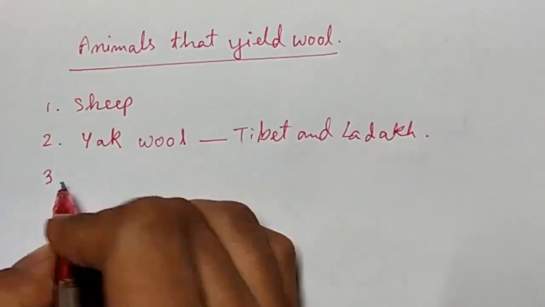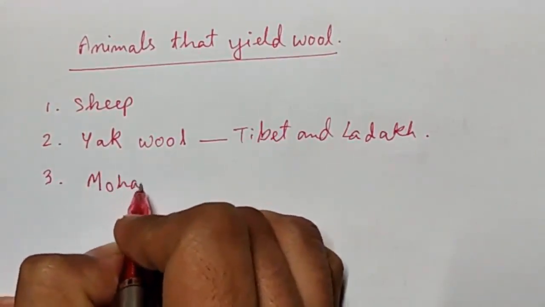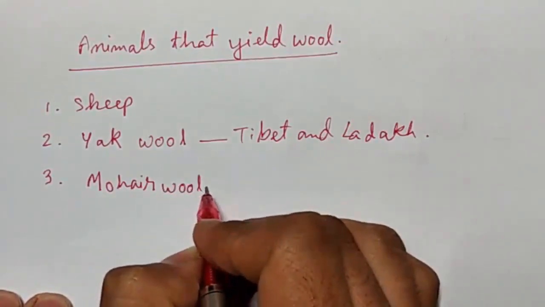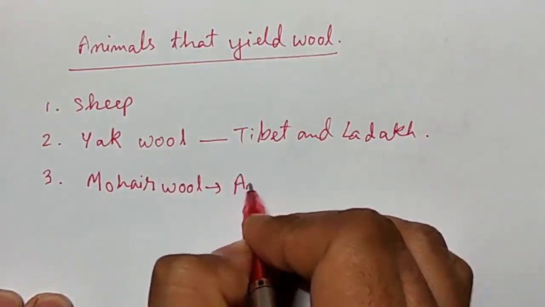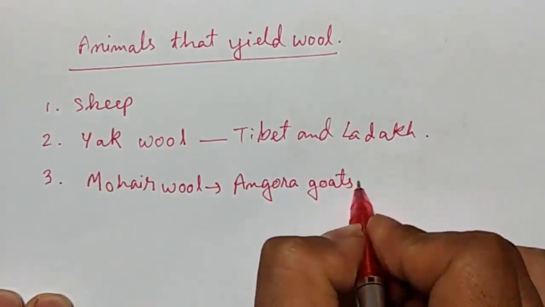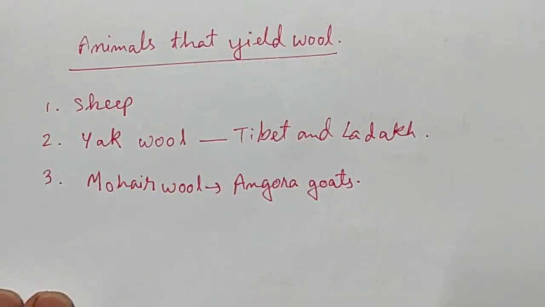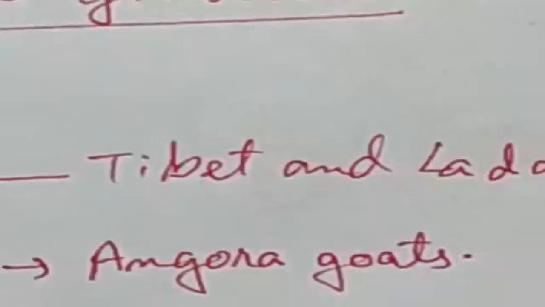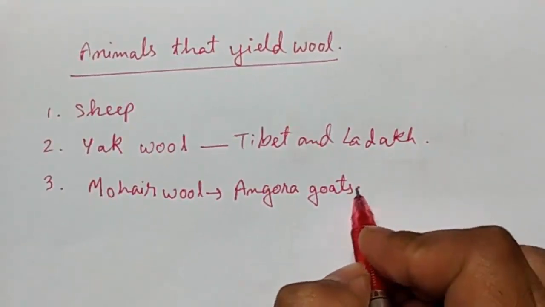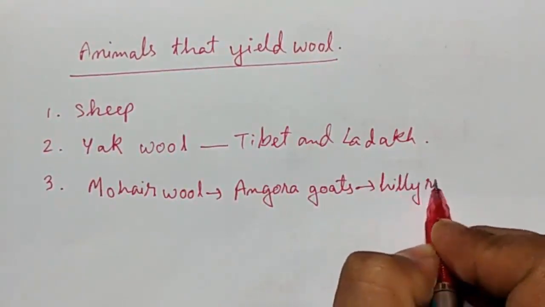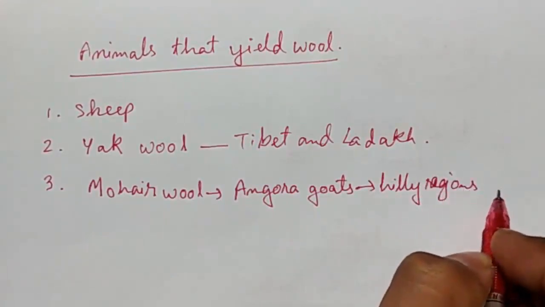Next, mohair wool is obtained from Angora goats. Let's see the Angora goat. This is the Angora goat. This Angora goat is found in hilly regions like Jammu and Kashmir.